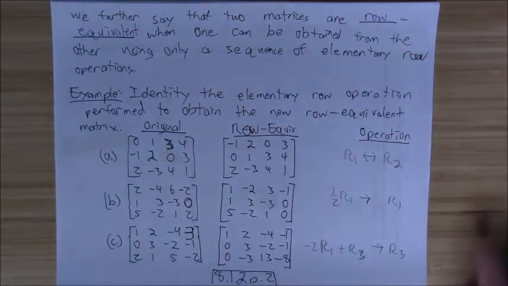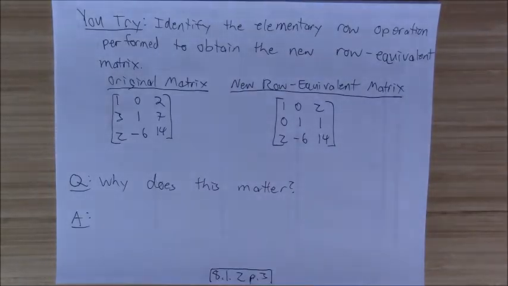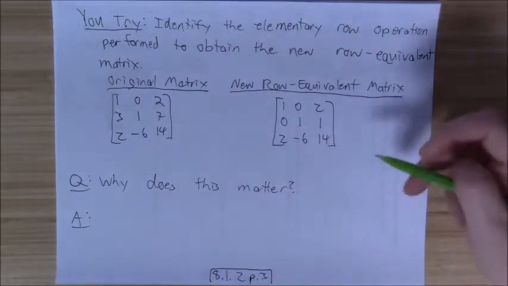Sorry about that. So taking -2 times 3 is -6. Add that to -2, and we have -8. So this does in fact work. And now it's time for you to try an example. So go ahead and identify the elementary row operation performed to obtain the new row equivalent matrix. On the count of 3, I will reveal the solution.